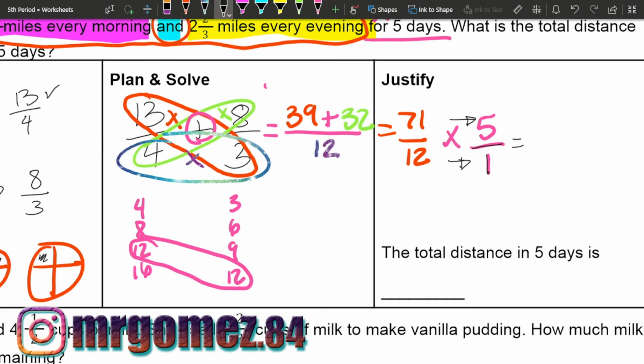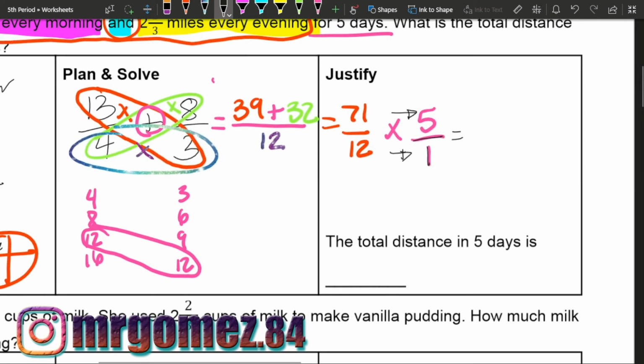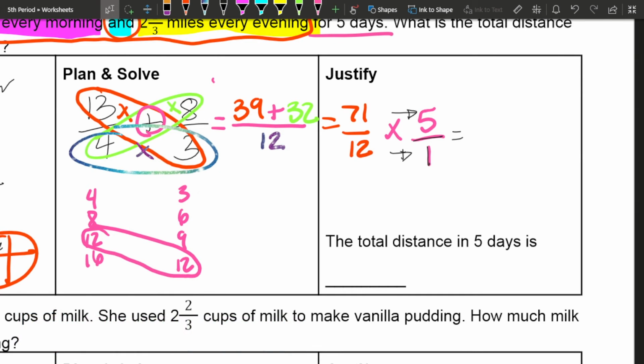Now let's multiply this real fast. You can do it on the side, but I'm just going to round this to 70 instead of 71. What is 70 times 5? Or 7 times 5? 35. Add the 0: 350. But I also have how many more ones? 5. So it's going to be 355.